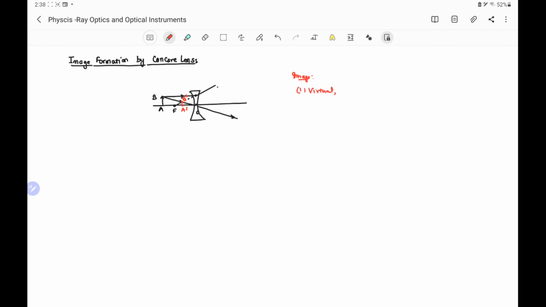It forms on the same side where the object is, so it cannot be taken on the screen. And this is erected and diminished. That means its size is smaller than the size of the object.